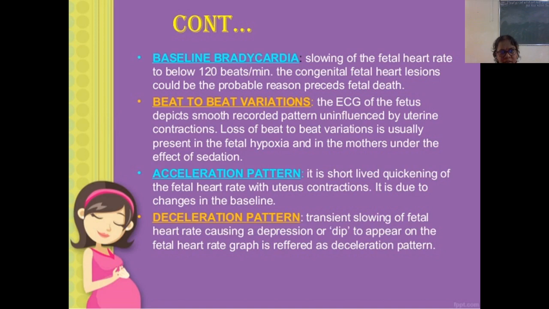And the beat-to-beat variations. The ECG of the fetus depicts a smooth recorded pattern uninfluenced by uterine contractions. Loss of beat-to-beat variations is usually present in fetal hypoxia and in mothers under the effect of sedation. Then acceleration pattern. It is a short quickening of the fetal heart rate with uterine contractions. It is due to changes in the baseline. Then deceleration pattern. Transient slowing of fetal heart rate causing a depression or dip to appear on the fetal heart rate graph is referred to as deceleration pattern.